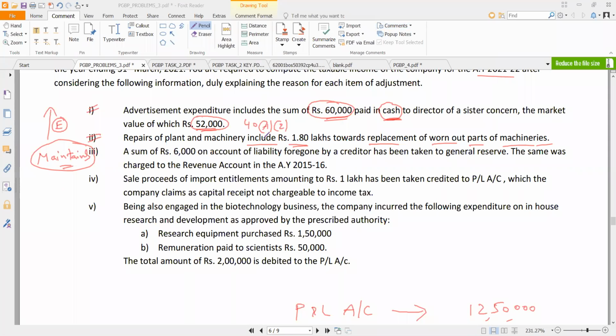So whatever happened will only maintain the usefulness of the machine. It is not enhancing the usefulness of the machine. It is not enhancing the value of the machine. So the replacement of the worn out parts of the machines is not a capital expenditure. It is a revenue expenditure, which means it is allowed as reduction. So what should we do here? Add or deduct? ₹1.8 lakhs. Add or deduct?